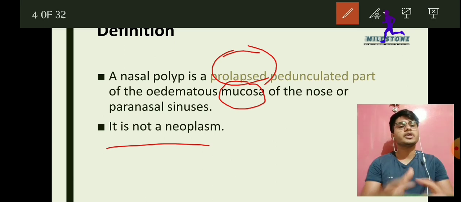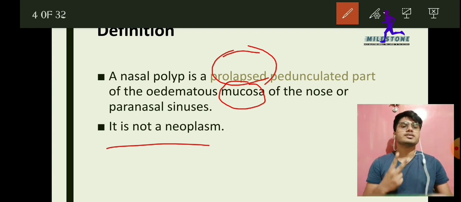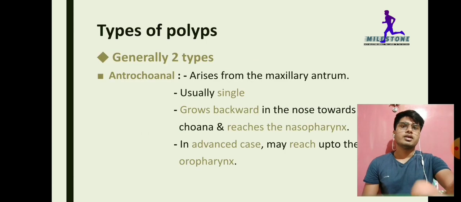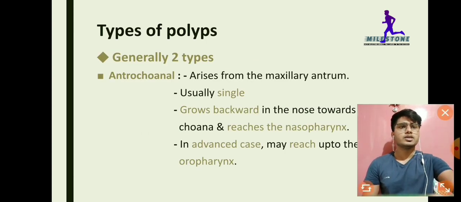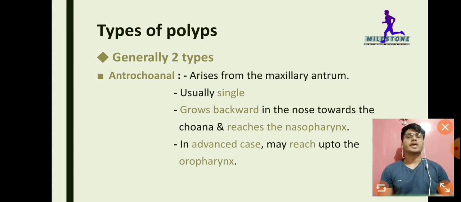ये ट्यूमर नहीं होते, ट्यूमर जैसे लगते हैं. Okay, and it is a mucosa. So remember these two things. Mucosa is really important. So it has something to do with the mucous membrane. Okay, now types. So we generally have two types.